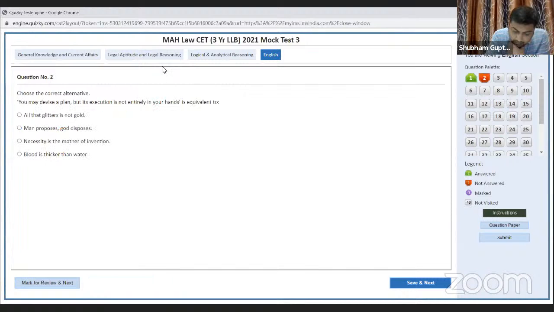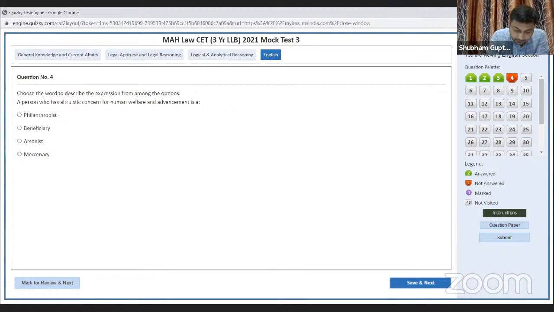Let's do this one. You may devise a plan, but its execution is not entirely in your hand. All that glitters is not gold. This does not make sense. Man proposes, God disposes. This could be the answer. Necessity is the mother. No. Blood is thicker than water. I have no idea about this. Instead of telling me you are smart, prove it in your accomplishment is equivalent to... so it is simple. Instead of telling me you are smart, prove it to me. So actions speak louder than words.